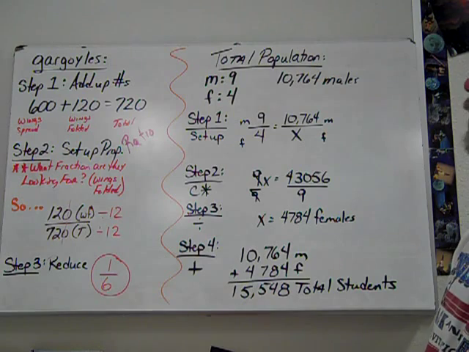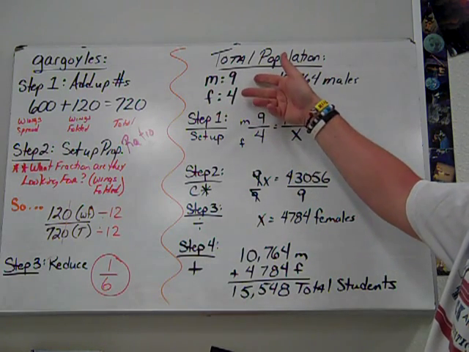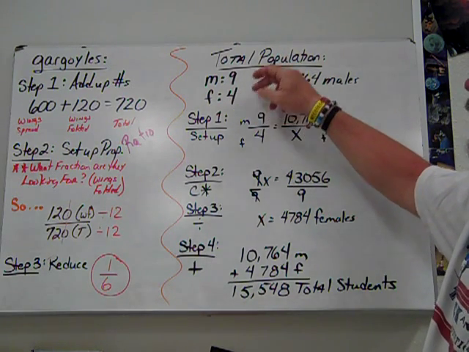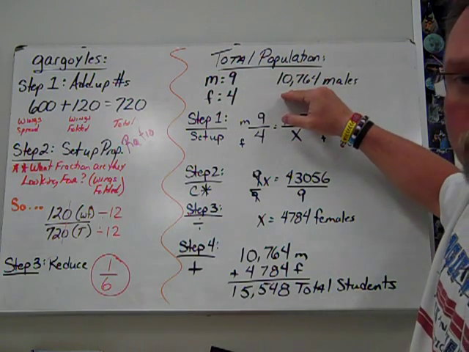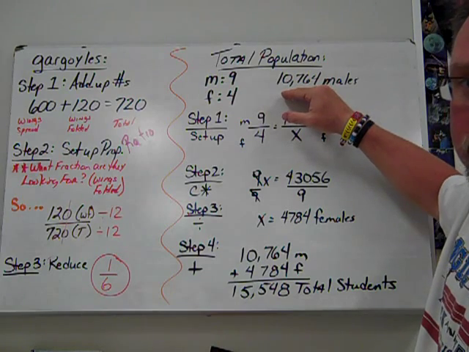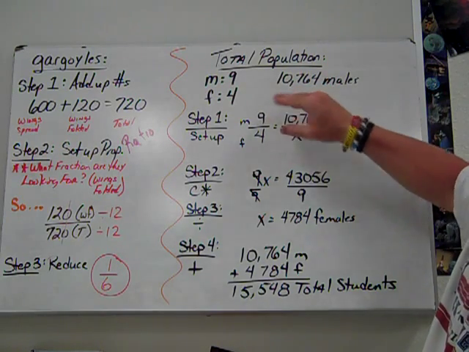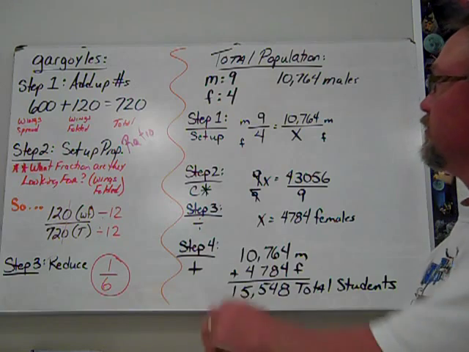Our other one is total population. They're going to give you people, in this case males and females. So for every 9 males, there's 4 females. They're going to tell you a total of the males that are in the college or university that you're dealing with. In this case, it's 10,764.